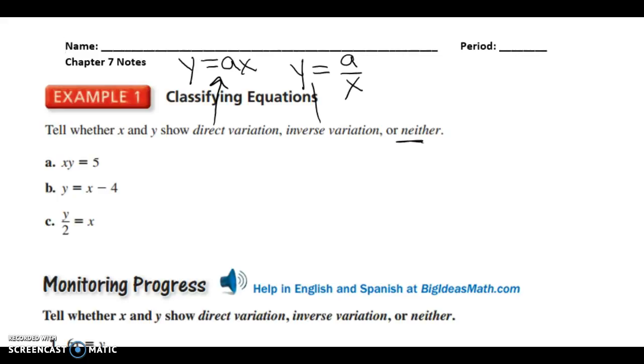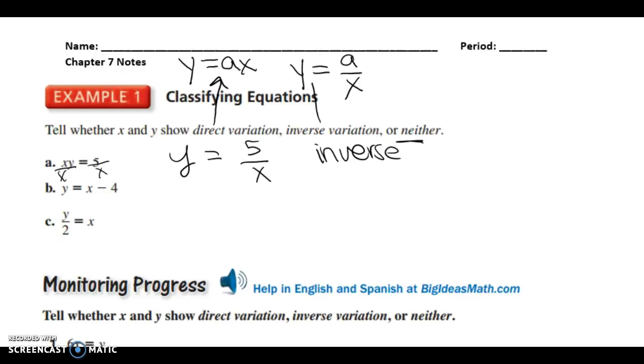So the first thing we want to do is get y by itself. In example A, to get y by itself, we're going to divide both sides by x. So I get y equals 5 over x. Notice x and y are opposites or inverses of each other. x is in the denominator, y is up top, and there's no other extra numbers except a being your constant of variation of 5. So this is an example of inverse variation.